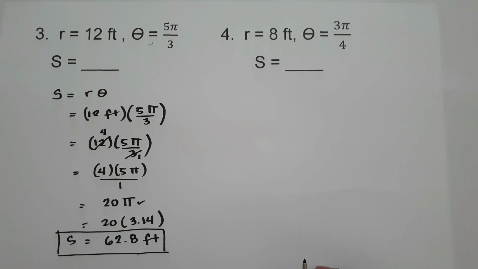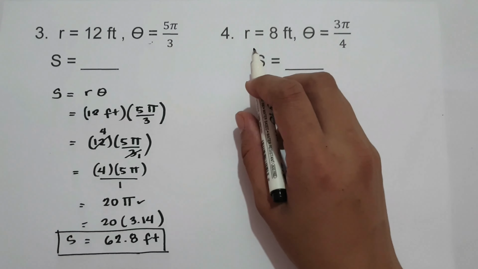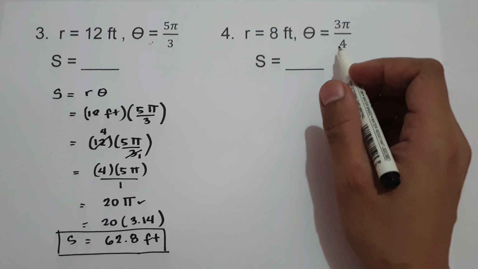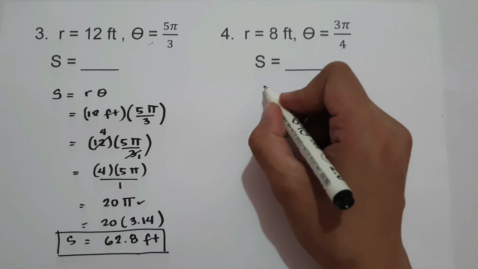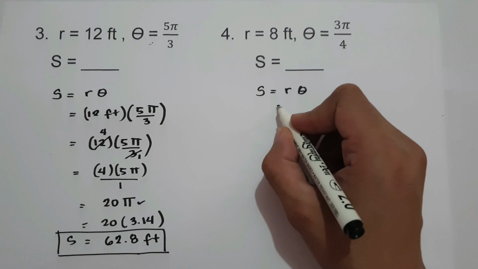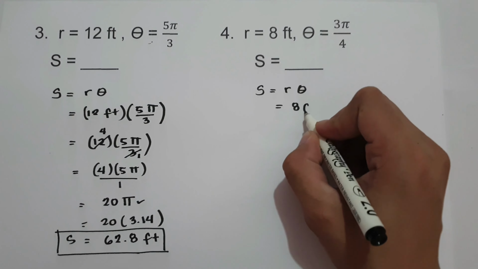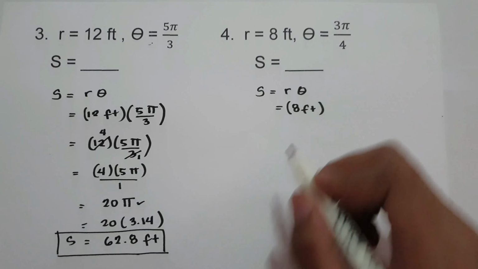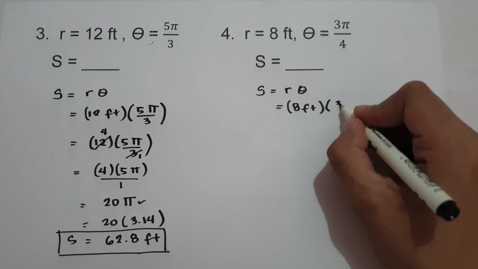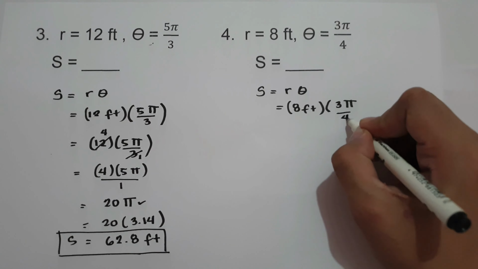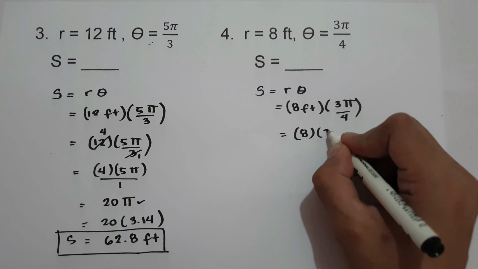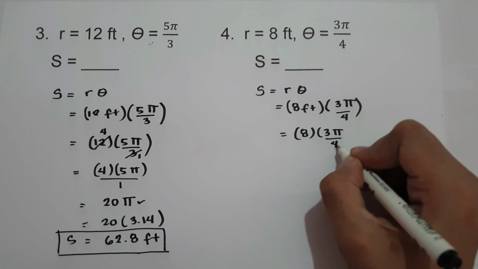What about the last example? The radius is 8 feet. The central angle is 3 pi over 4. And we are going to find the length of the arc. So we have S equals r times theta. The radius is 8 feet. Then the central angle is 3 pi over 4. So that is 8 times 3 pi over 4.